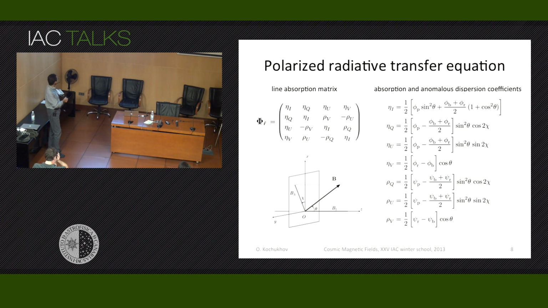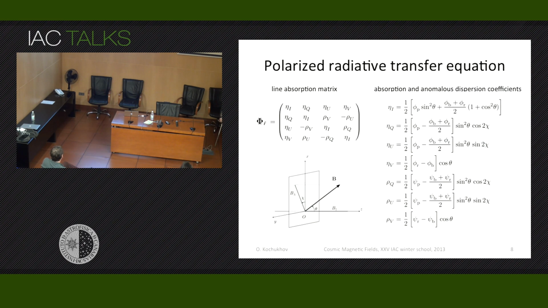It has these different components, and eta components are usually called absorption coefficients, and components which I'm calling rho here are called anomalous dispersion coefficients. And you can see that absorption coefficients, the one corresponding to Stokes I, to unpolarized intensities on the diagonal, and the ones corresponding to QUV are in this upper row and this first column. So this part of the matrix is symmetric, whereas the part with the anomalous dispersion coefficients is antisymmetric.